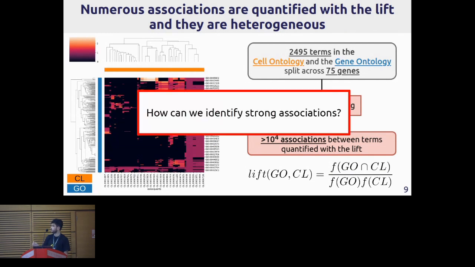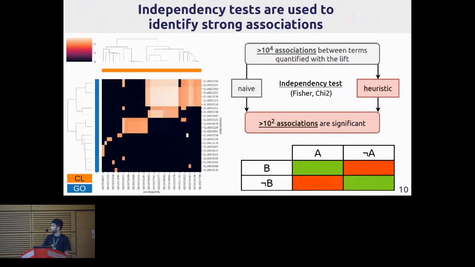So now our next question is, how can we identify within these the strong associations? And to do that, I won't really go into the details, but we use independence tests, and we use them as a heuristic.